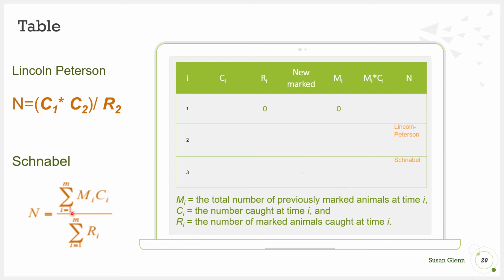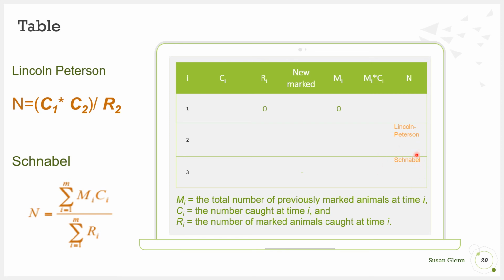Then when you're doing the Lincoln index, we just need this sample size times this sample size divided by the number with your marks in the second sample, and you can calculate that population estimate.